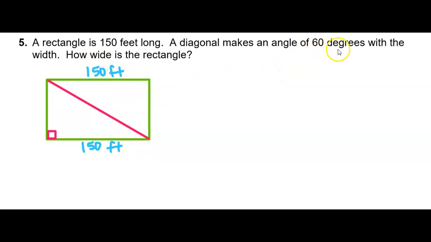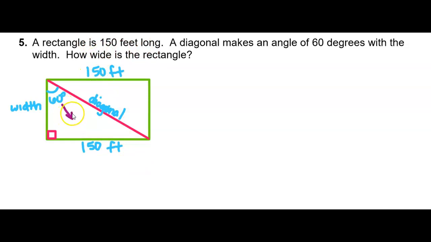The diagonal makes an angle of 60 degrees with the width. So this red line here is my diagonal. So now we need to figure out which angle is the 60 degrees that they're referring to. It says the diagonal makes an angle of 60 degrees with the width. So the width must be the other length of my rectangle. So I'm looking for the angle between the diagonal and the width. So this would be this angle right here. So what is this angle? This other angle would be the angle the diagonal makes with the length, which is not what they were giving us. All right, so now we are looking to find the width of the rectangle.